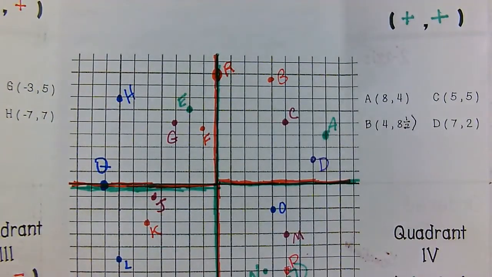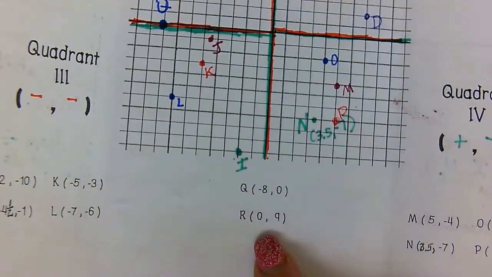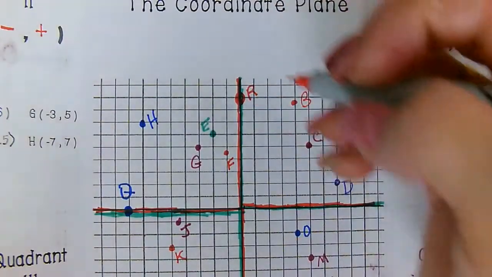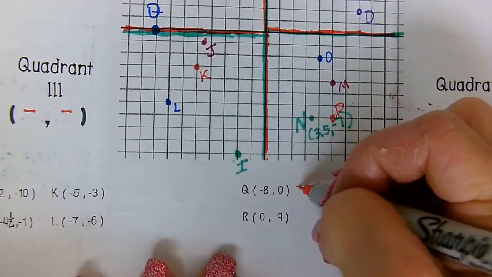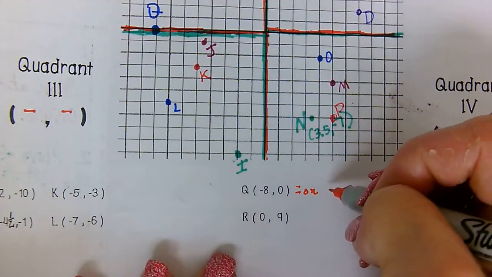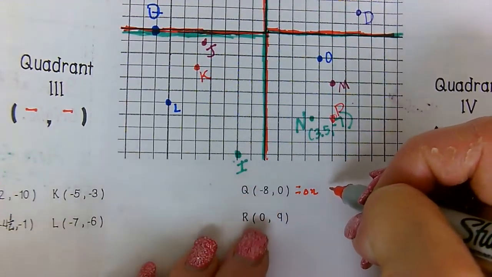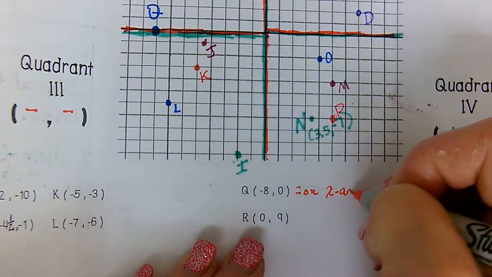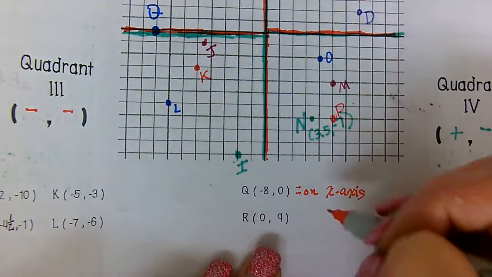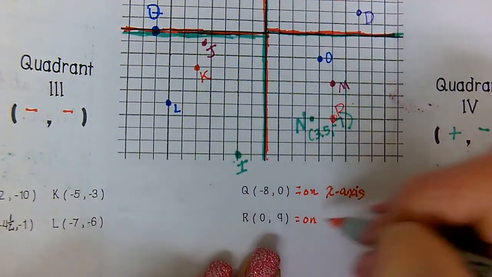And then what we know about this is when x is 0, you're graphing on the y-axis. Okay? So let's put that down here. On x-axis. And this one is on y-axis.